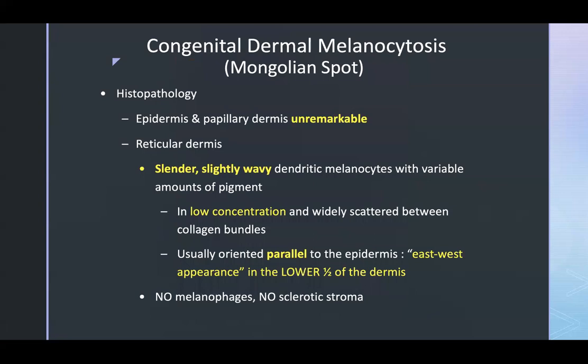So in histopathology, you have an epidermis and a papillary dermis that are pretty much unremarkable. It's not going to catch your eye. But the action is in the reticular dermis, where you have the slender, slightly wavy dendritic melanocyte population with variable amounts of pigment. They're present in low concentrations and they're widely scattered between collagen bundles. They're usually oriented parallel to the epidermis in an east-west appearance in the lower half of the dermis. No melanophages and no sclerotic stroma.